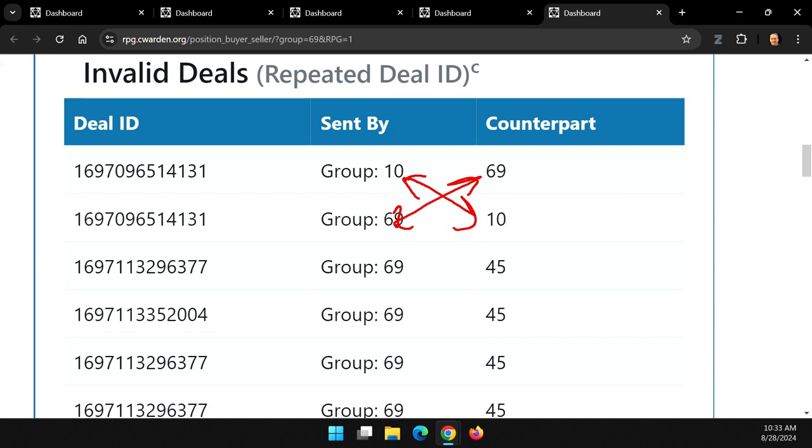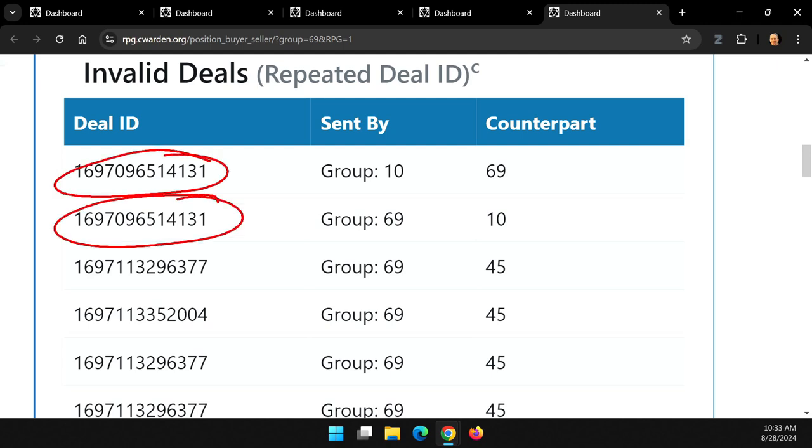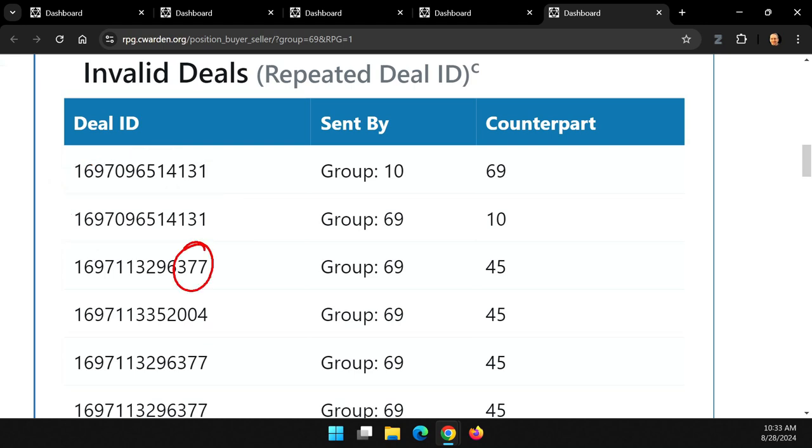You cannot send a deal more than once. Only the first time counts. What happens if you send it and you don't want it anymore? You need to cancel it, right? So this is an example of too many times using the same number. And here we have the same example again, 77, 77, 77.